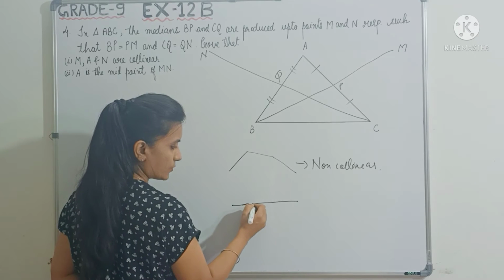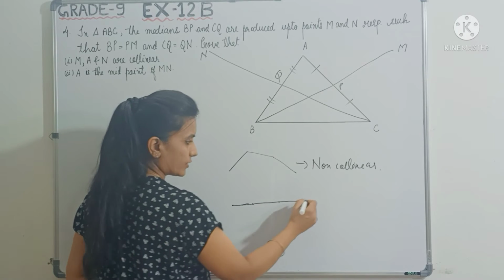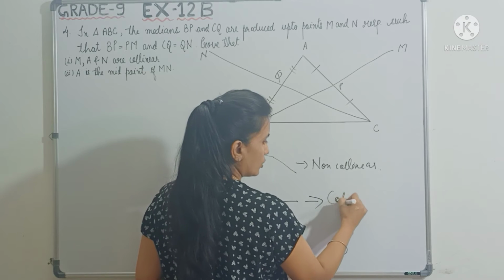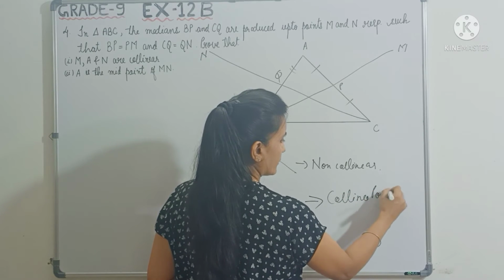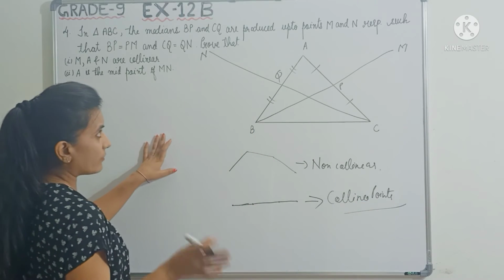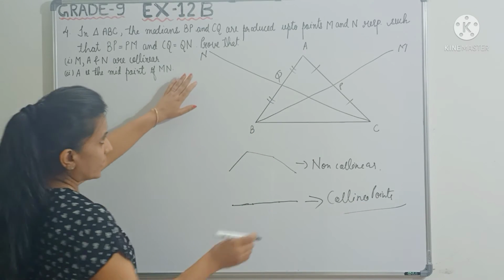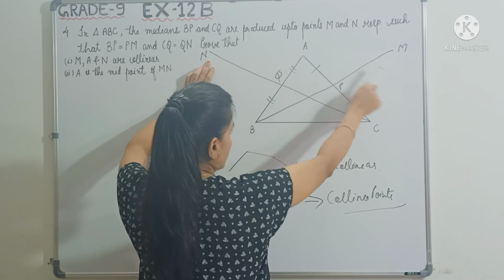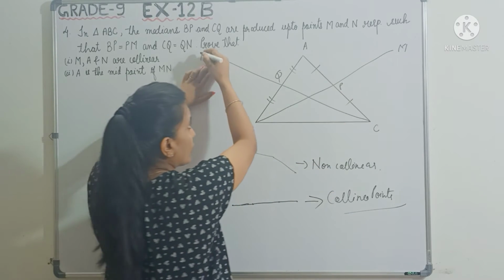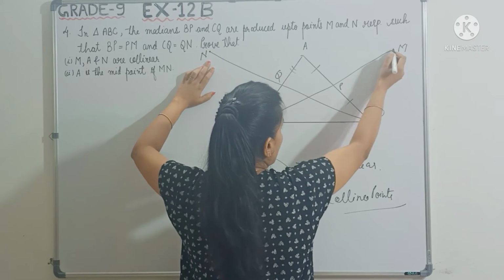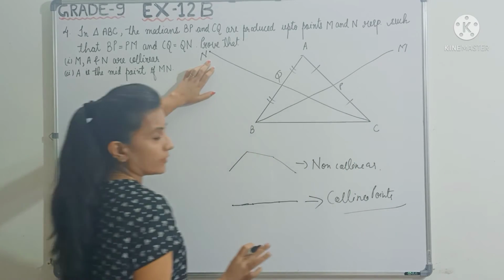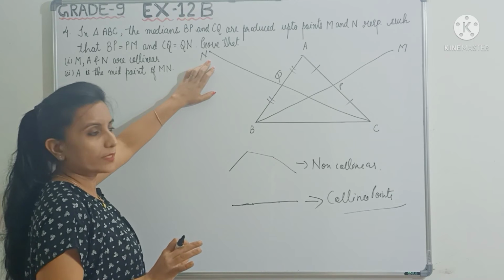Okay, after connecting these points, I am getting a straight line. So such lines are called collinear points, right? Now here in this question, they have asked you to show that M, A, N are collinear points. It means if I draw a line through N, A and M, I should get a straight line. This is what you have to show, right?